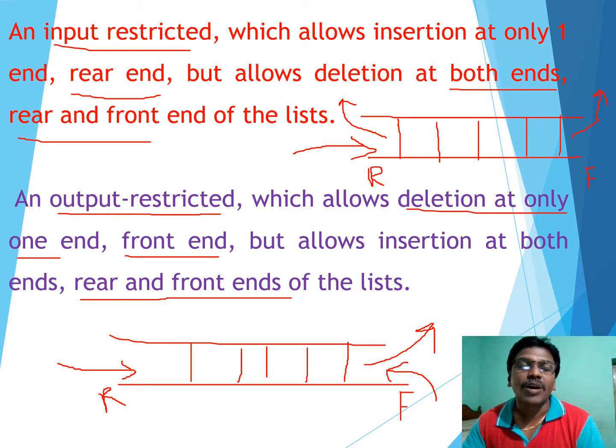That is the output restricted and the input restricted. In input restricted, insertion can be performed at only one end, that is the rear end. The deletions can be performed at front and rear. In output restricted, deletion is at only one end, that is the front end, and insertion can be performed at both ends, that is the rear and front end.